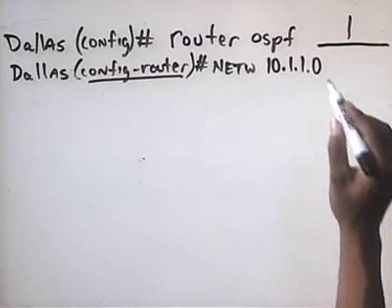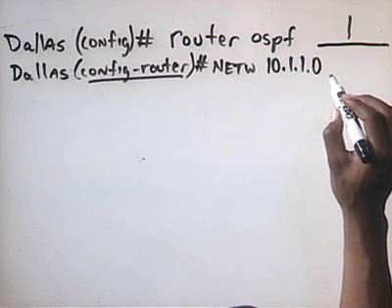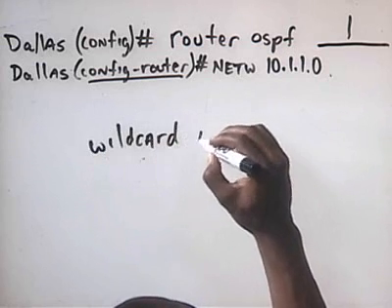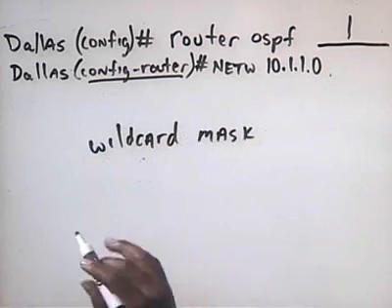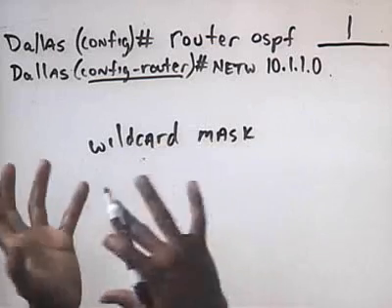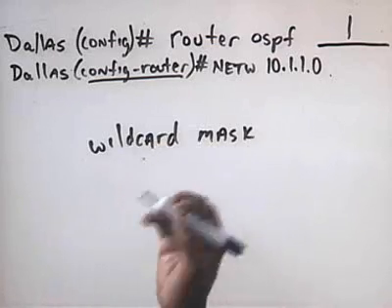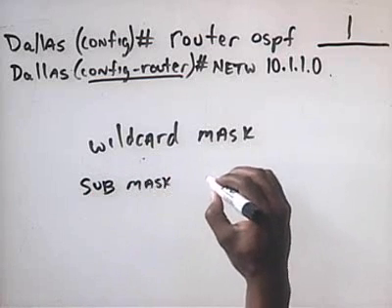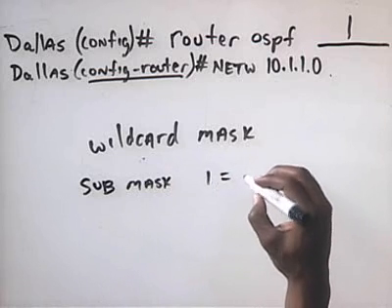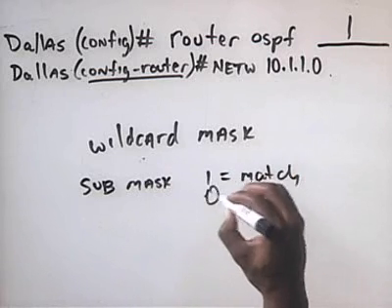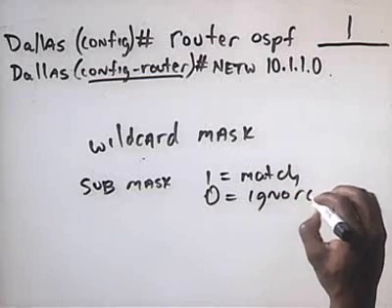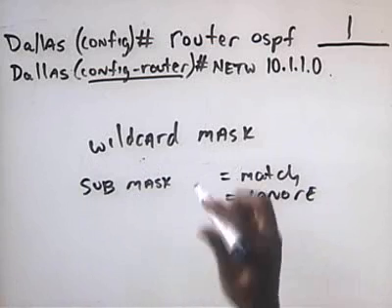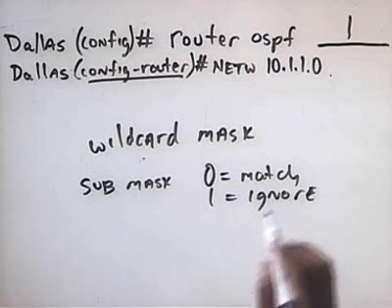You could say 10.1.1.0, and then you use a mask. The mask here that we want is called a wildcard mask. The wildcard mask is just the opposite of the subnet mask, just the opposite of the way the subnet mask works. Remember, with a subnet mask, the 1s mean match, and 0s mean ignore. However, we reverse this with the wildcard mask, and now 0s mean match and 1s mean ignore.